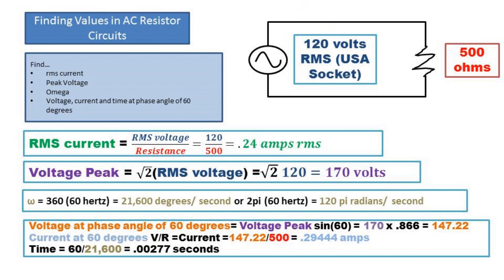So now to figure out what time you'll reach the 60 degree phase angle, you can take your 60 degree phase angle over omega, or how many degrees a second the sine wave is traveling at. And in this case it's 0.00277 seconds from the point in time in which you hit the on switch, assuming that you start at the beginning of a sine wave.